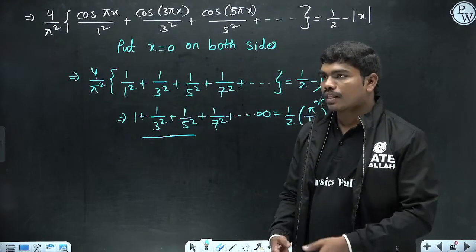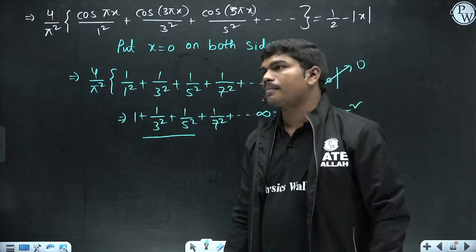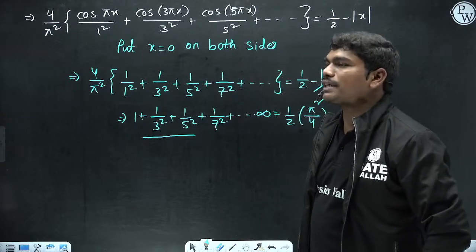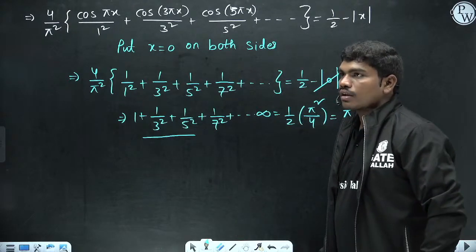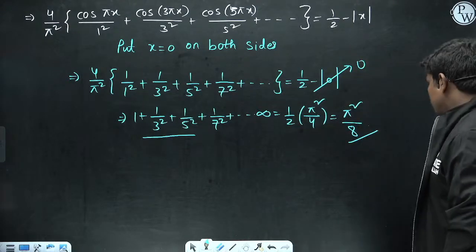Clear? Okay, so this is pi square by 8. Clear? So let's go for the next question.